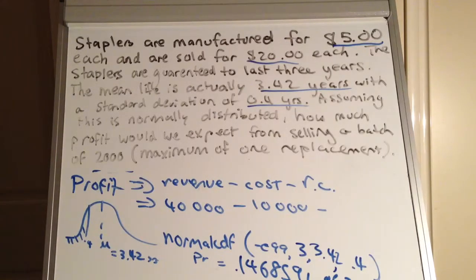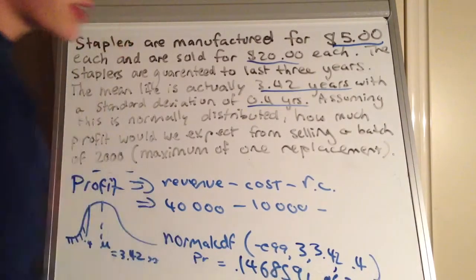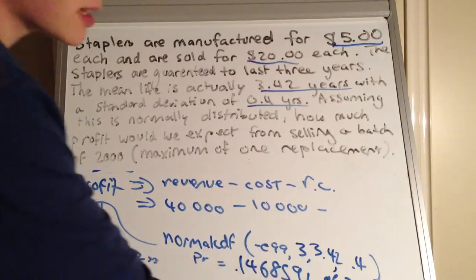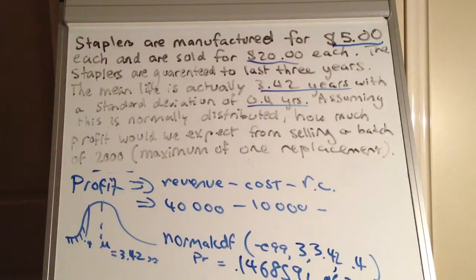And what happens if they get a faulty stapler? Well, we have to replace it. So it's going to cost us an extra $5. Because, of course, we have to give it to them for free. We don't get that $5 back, unfortunately. Because we offered that 3-year guarantee, so we have to suffer the consequences.